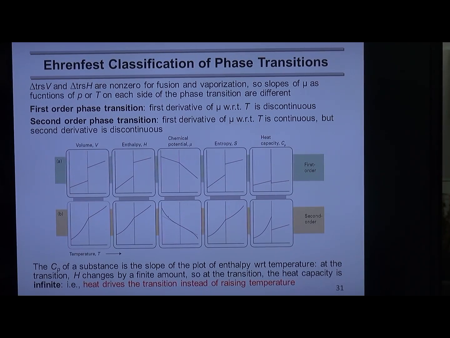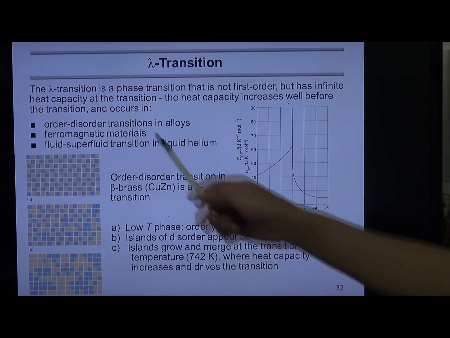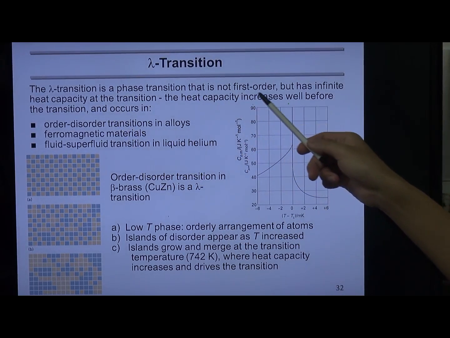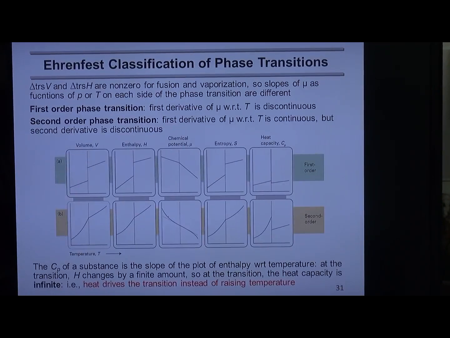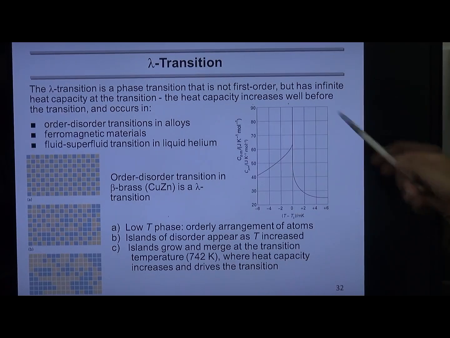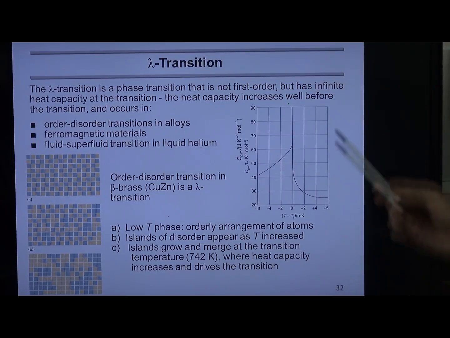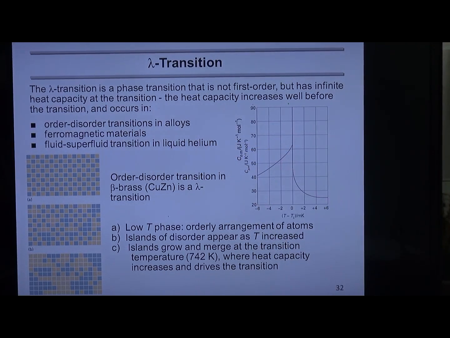And these two, first order and second order, are not the only phase transitions. There are other types too. For example, there is a transition called lambda transition. A lambda transition is a phase transition that is not first order, but has infinite heat capacity at the transition. First order transition had infinite heat capacity, right? But lambda transition is not first order, yet has infinite heat capacity, right? Such as, for example, order disorder transition in alloys, ferromagnetic materials, etc. Okay.